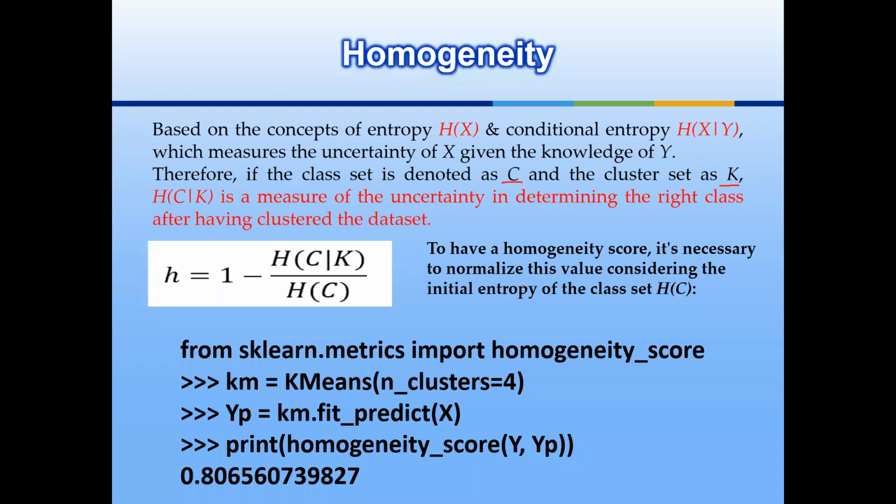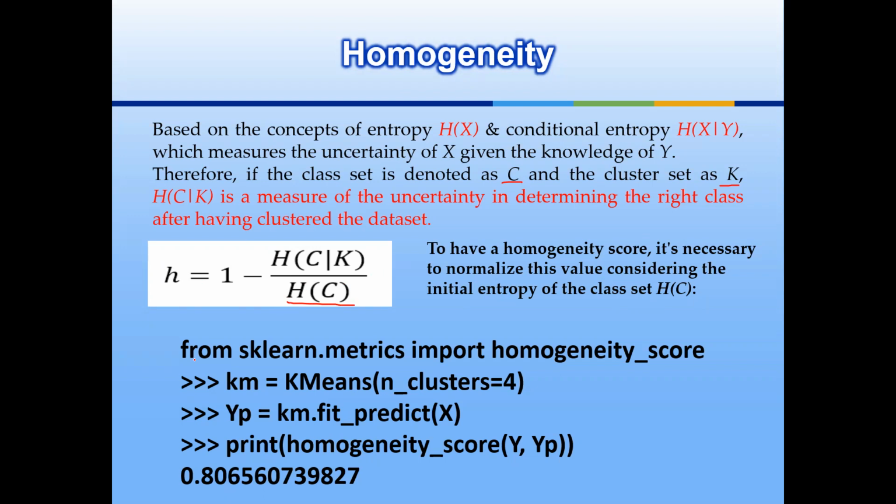So in the homogeneity method, we calculate the probability of the class for the given K, which is the measure of the uncertainty in determining the right class after having clustered the data set. Here is the formula for the homogeneity score: H is equal to 1 minus H of C given K over H of C. To get the homogeneity score, it is necessary to normalize this value considering the initial entropy of the class, H of C, so we use H of C in the denominator.